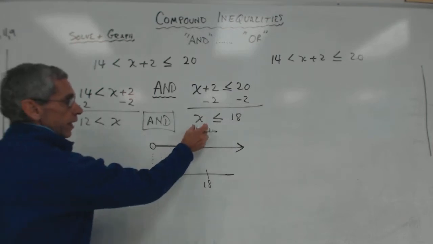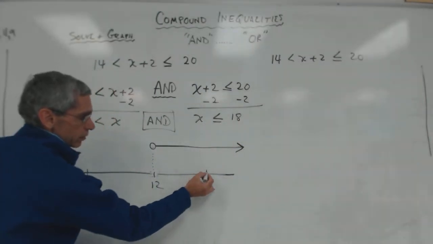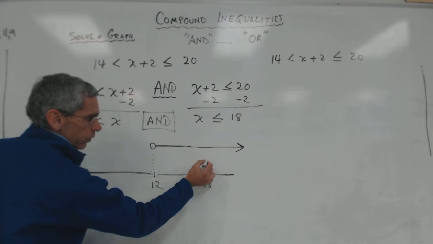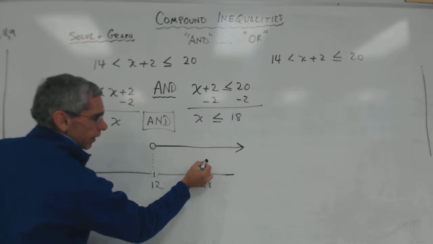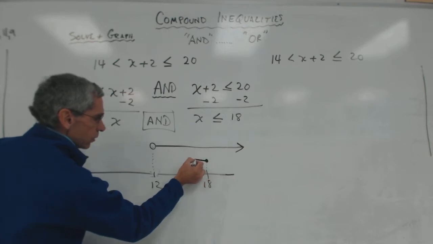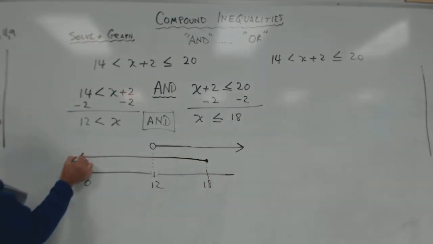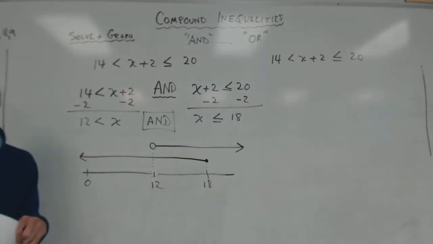And then my next one says x is less than or equal to 18. So I'm going to come up here just a little ways. It says less than or equal to, so it's got to be solid, right? And it's less than, so it's going to go this way. You with me?